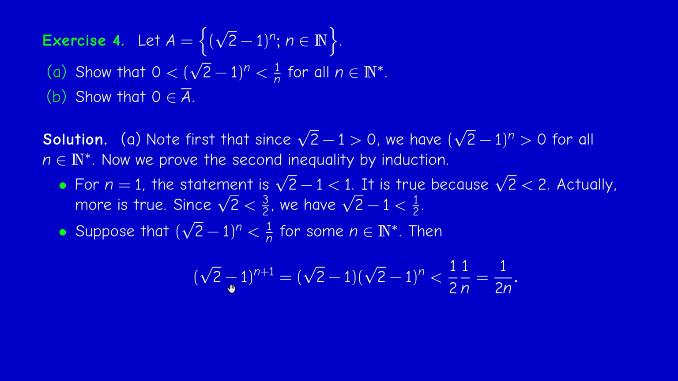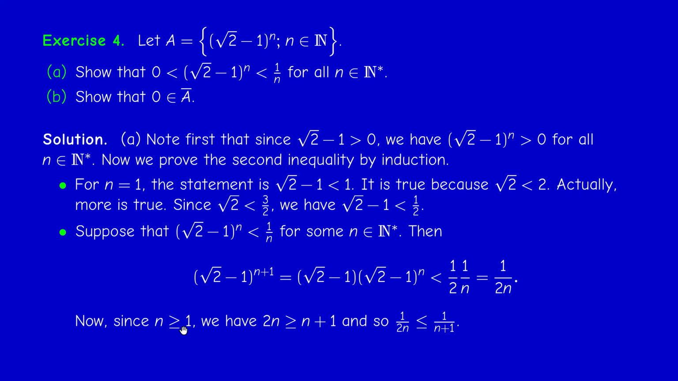So I write radical 2 minus 1 to the power n plus 1 as radical 2 minus 1 times radical 2 minus 1 to the n. So I split it into 2. Now by my first observation, this factor here is less than 1/2. And by the induction assumption, this second factor is less than 1 over n. So the product is less than 1 over 2n.